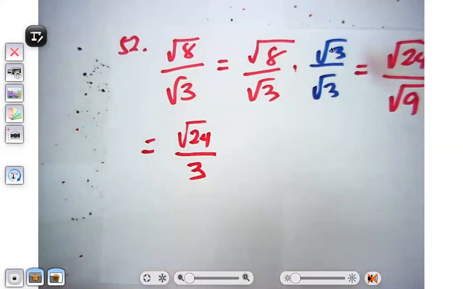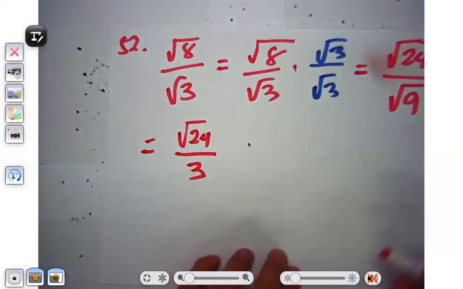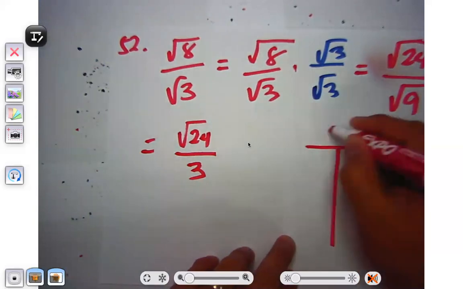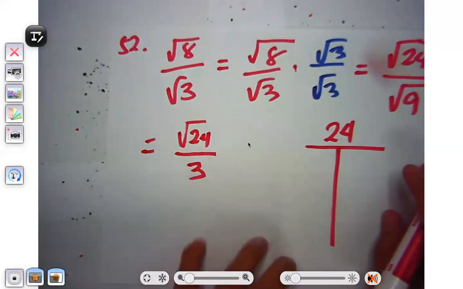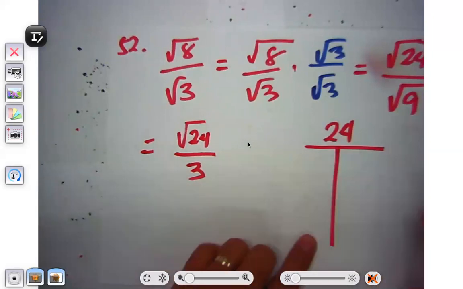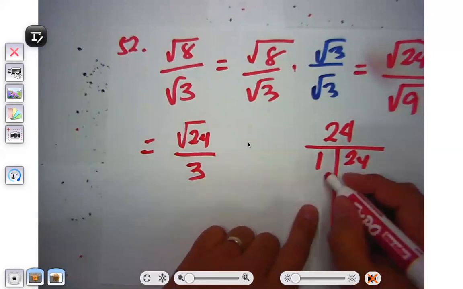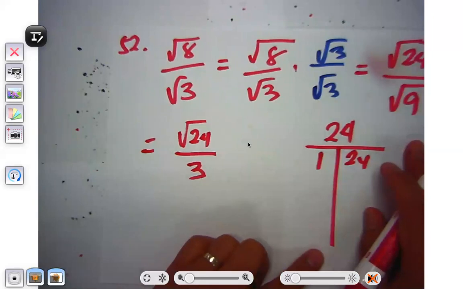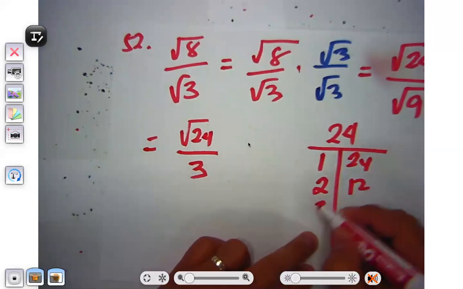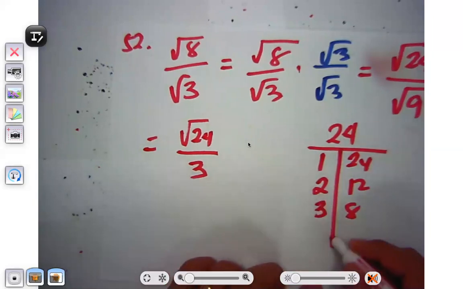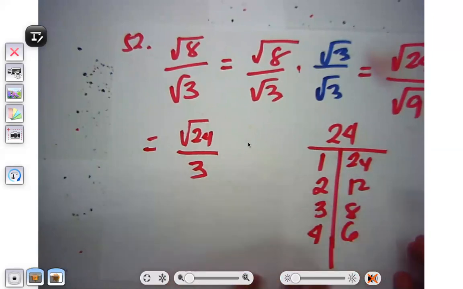But we have to look at our numerator. Can we simplify square root of 24? Let's try out all factors of 24, wherein 1 is the biggest perfect square factor. What are the factors of 24? We have 1 times 24, what else? But none of them is a perfect square except 1, but we cannot use that. 2 and 12, none of them is a perfect square. 3 and 8, none of them is a perfect square. 4 and 6, one of them is a perfect square.